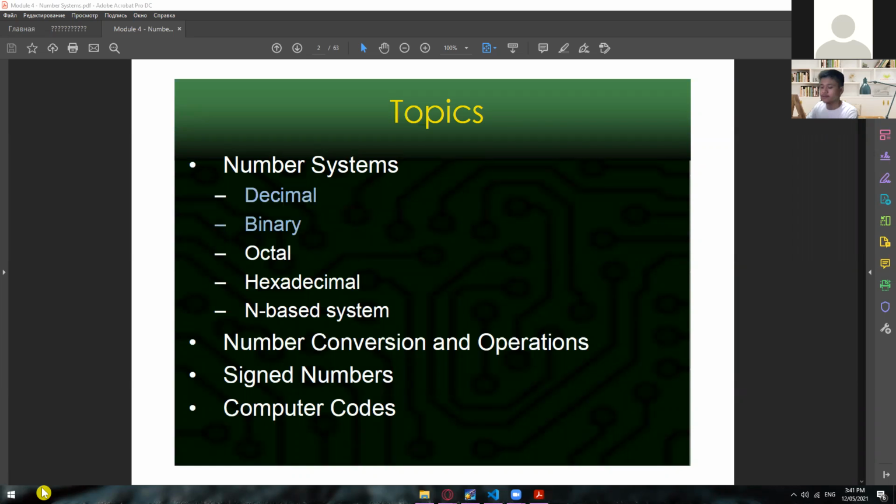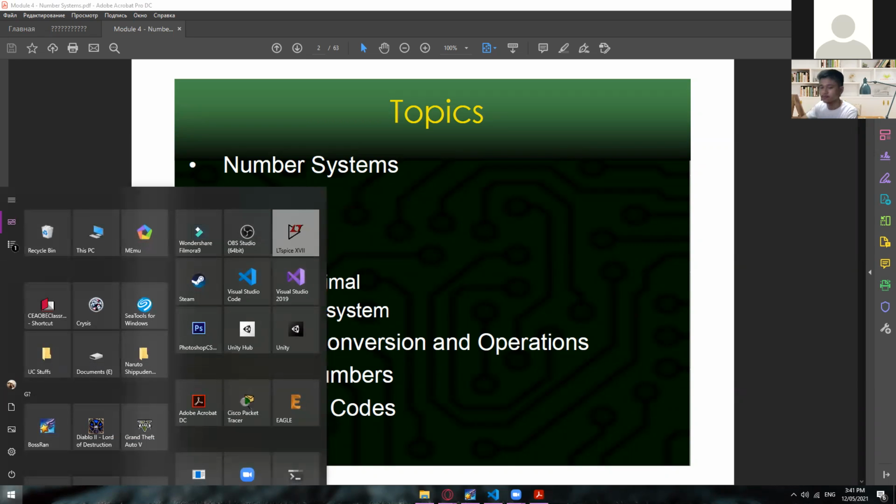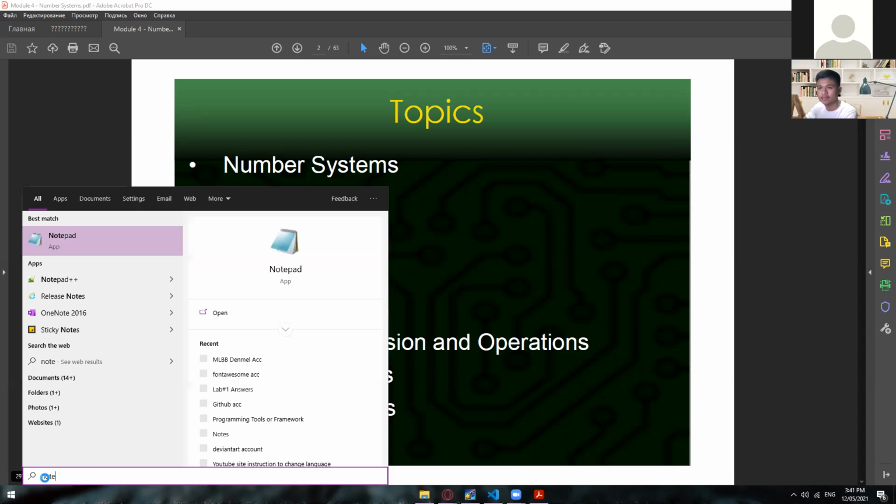Okay, let me just open my notepad. What's happening? My computer is lagging.